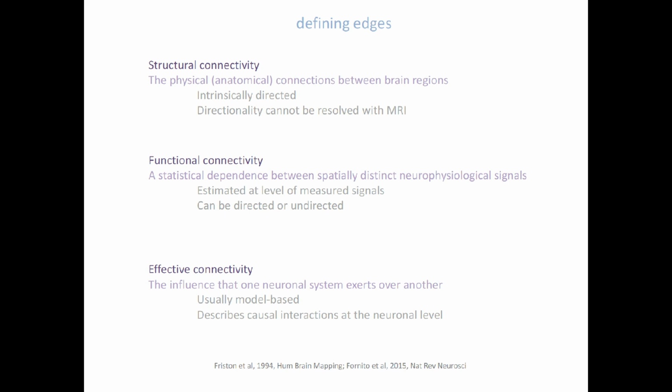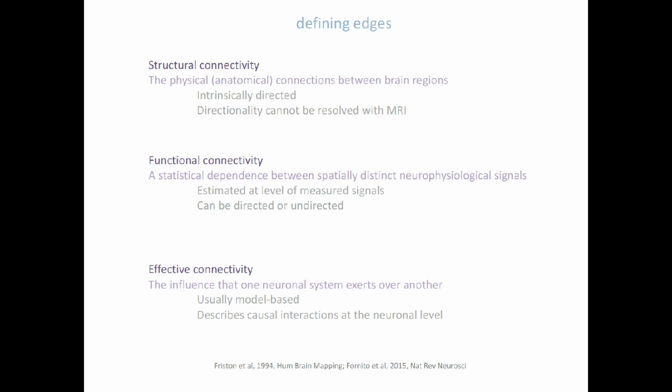Then there's functional connectivity. So functional connectivity is a statistical dependence between physiological signals that we acquire from different nodes, brain regions, and neurons, or whatever. So this is estimated at the level of the signals. So for example, if we're doing fMRI, we take our BOLD time series, we correlate them. That's a measure of functional connectivity. Correlation is a measure of statistical dependence. We could use mutual information. We could use coherence. They're all just statistical measures of coupling. So they're all under the broad class of functional connectivity. And this could be directed or undirected. And I'll come back to this in a minute.